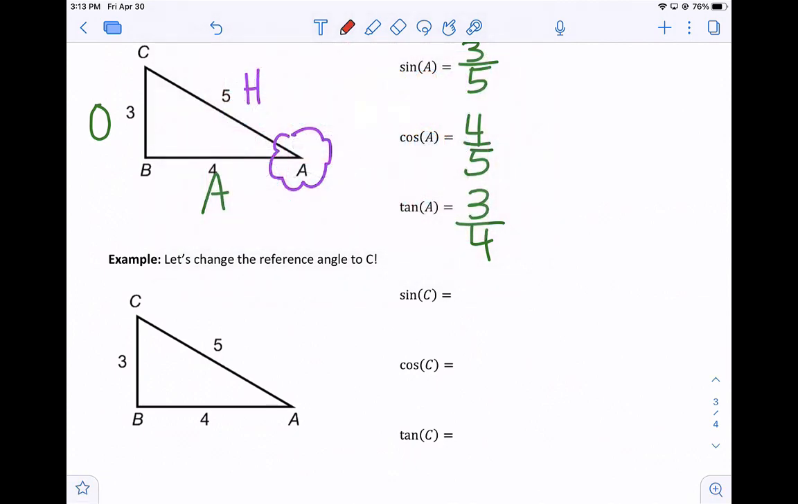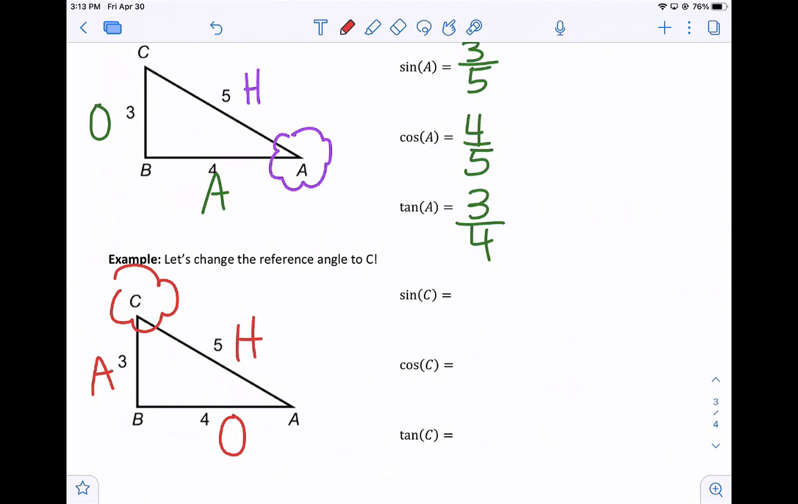Let's change our reference angle to C. And let's label our sides. The hypotenuse is still the 5, but now the opposite side is the 4. It's across from the angle C, so here's our opposite side. And the adjacent side is the 3, which again is next to, adjacent means next to our reference angle.